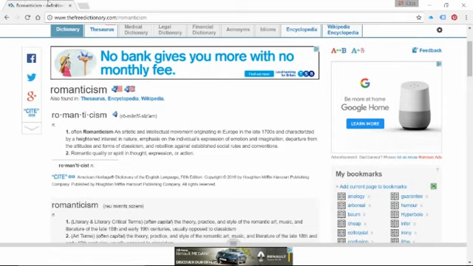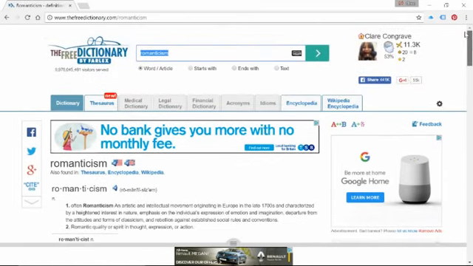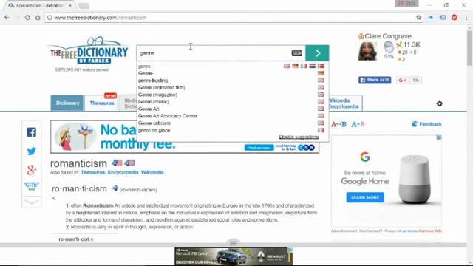Okay, hopefully that first one's helped. Let's try a couple more now. Hopefully you recognise this word as well, because this is a word that you use throughout your English studies. So it's genre. Let's have a look.